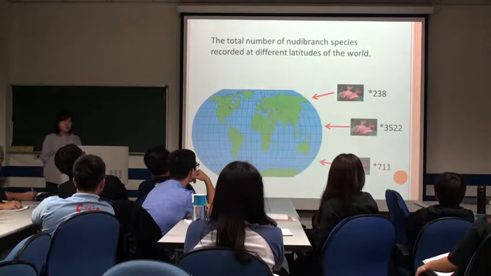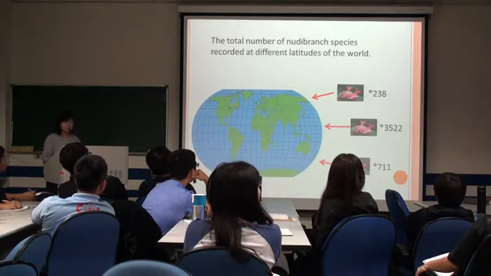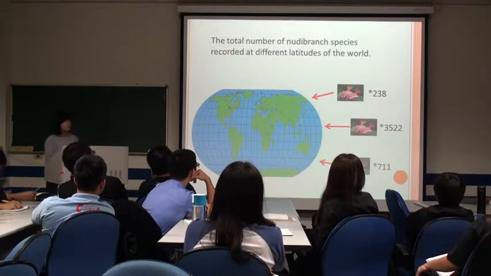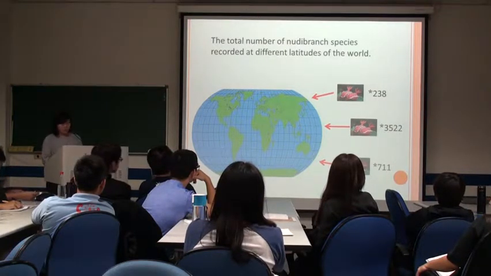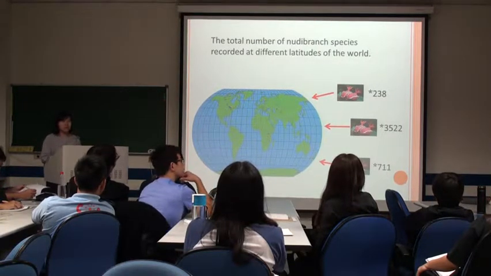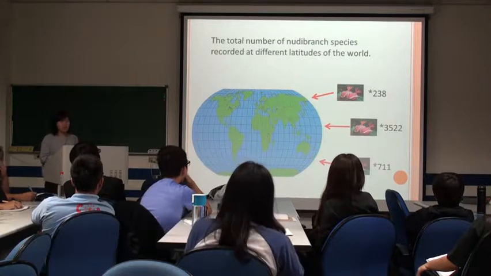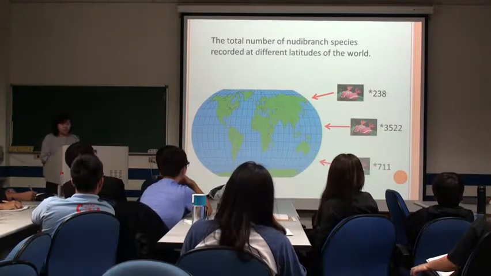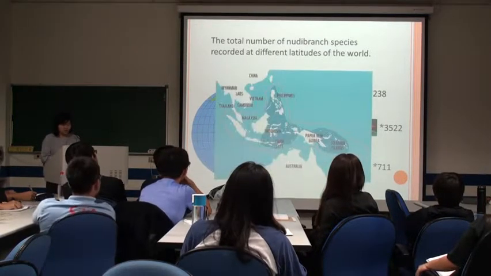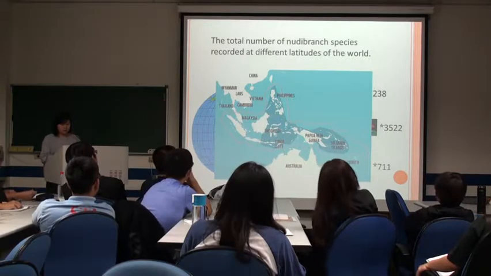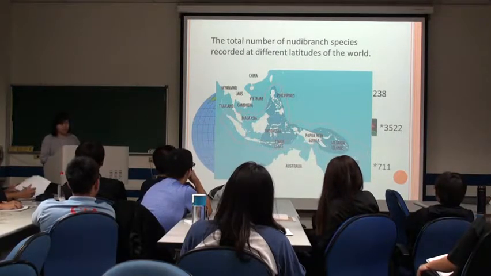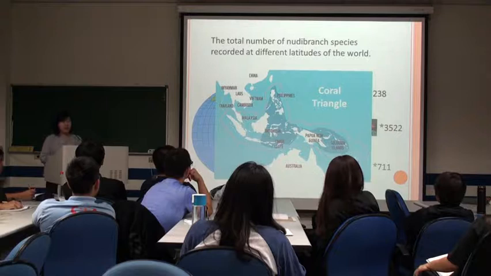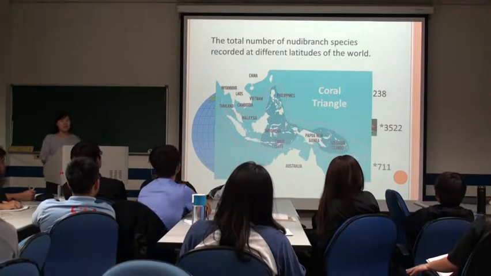This shows the total number of Nudibranch species recorded at different latitudes of the world. We can see that in the tropical zone, the number of species is far greater than at other latitudes. However, latitude doesn't completely explain the global biodiversity, because some regions like the Coral Triangle have higher diversity than other tropical zones.